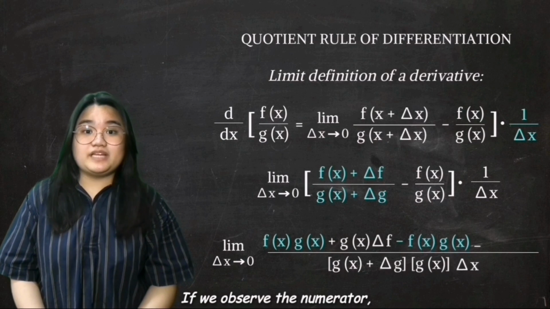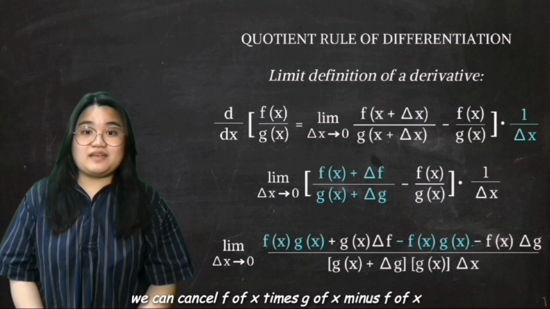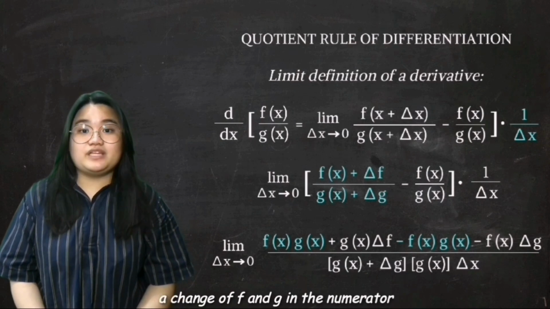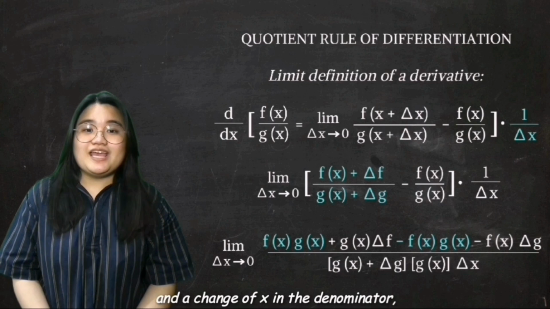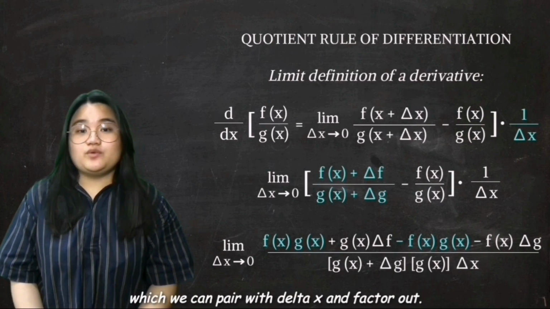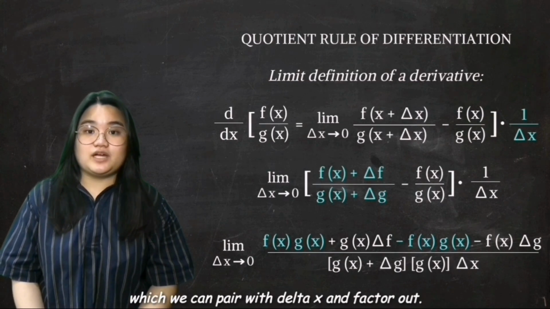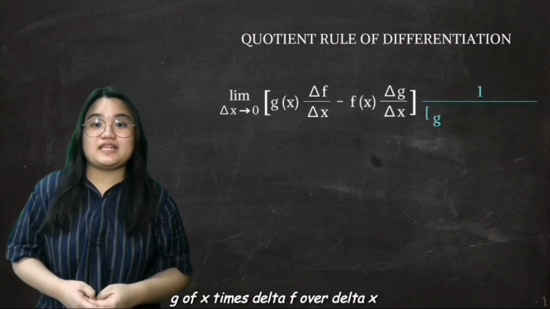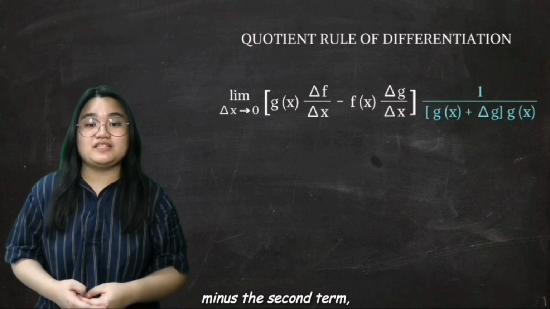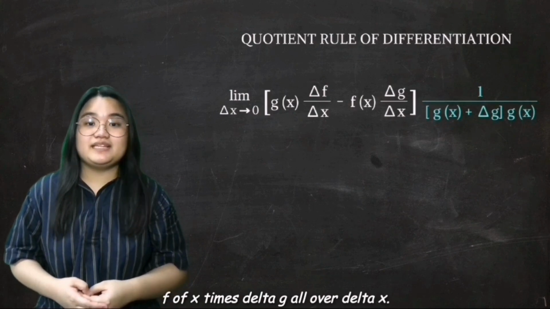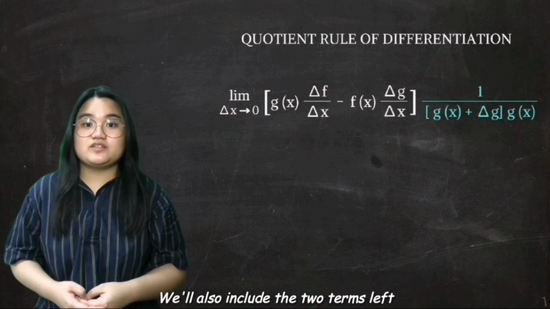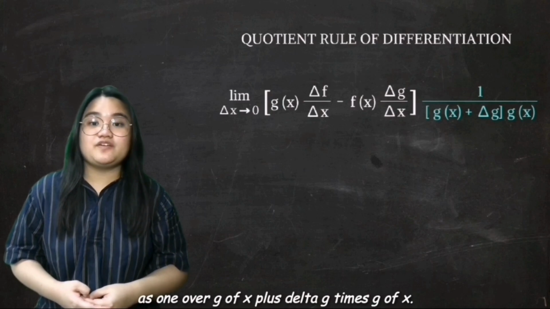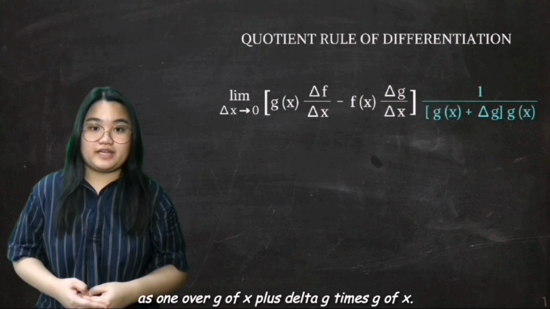If we observe the numerator, we can cancel f of x times g of x minus f of x times g of x, then we will be left with a change of f and g in the numerator and the change of x in the denominator, which we can pair with delta x and factor out. This leads us to the limit of the first term, g of x times delta f over delta x, minus the second term, f of x times delta g all over delta x. We'll also include the two terms left in the denominator and factor them out as 1 over g of x plus delta g times g of x.